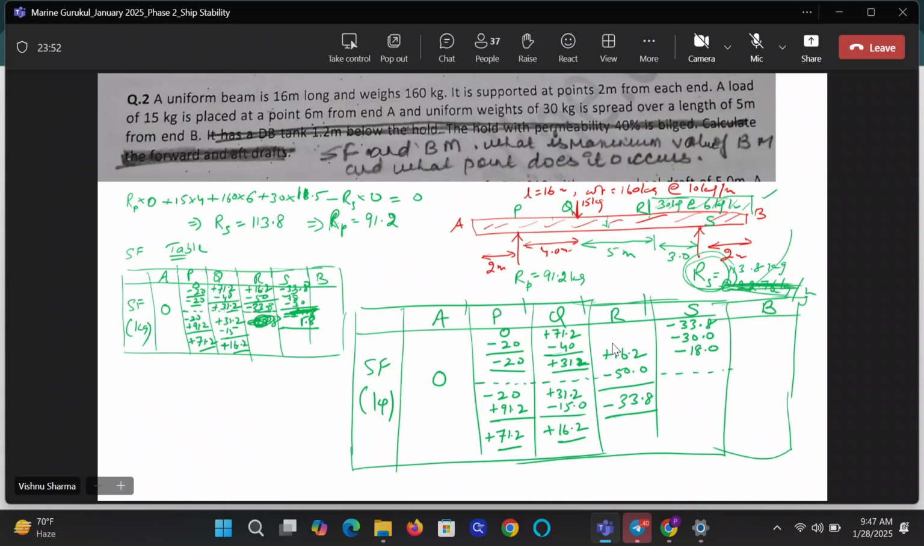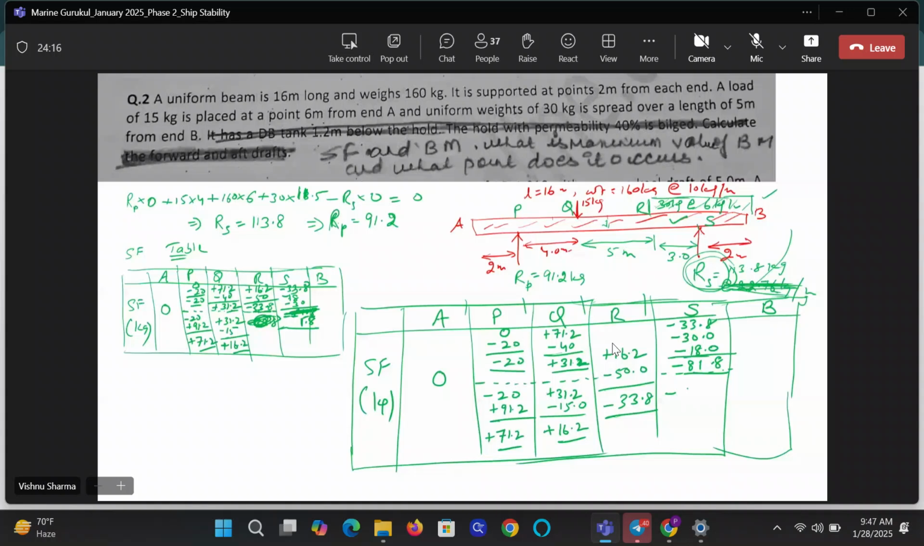Correct, sir. From R to left of S, there are 2 changes: weight of the beam for 3 meters and UDL for 3 meters. Right, guys? Correct, sir. And that makes it 8.3 minus 11.1 minus 18, which is minus 81.8, guys. Correct? Please see. Am I correct? Okay.